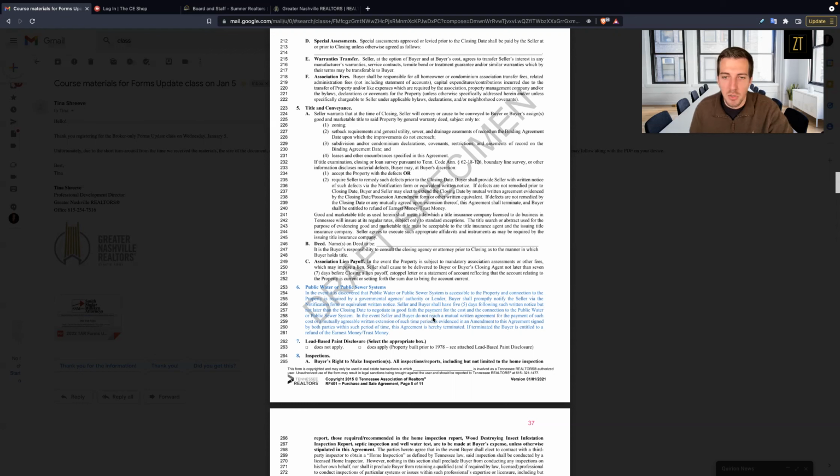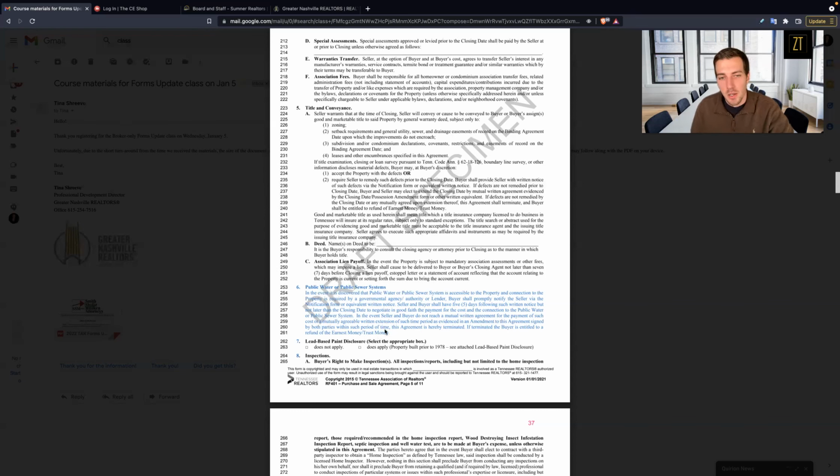In the event seller and buyer do not reach a mutual written agreement for the payment of such cost or a mutually agreeable written extension of such time period, as evidenced in an amendment to this agreement signed by both parties within such period of time, this agreement is hereby terminated. If terminated, the buyer is entitled to a refund of the earnest money, trust money.